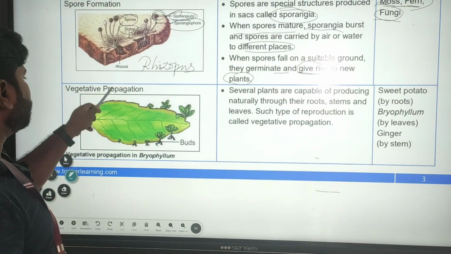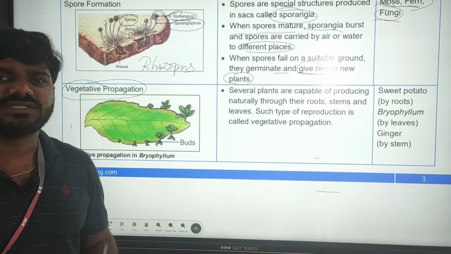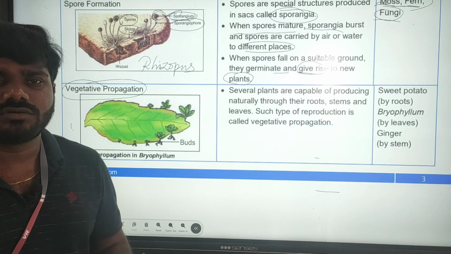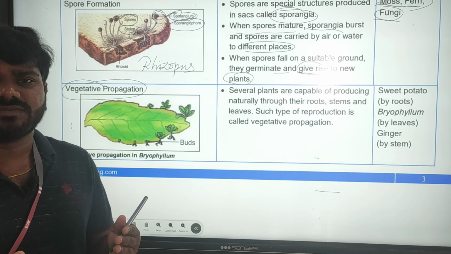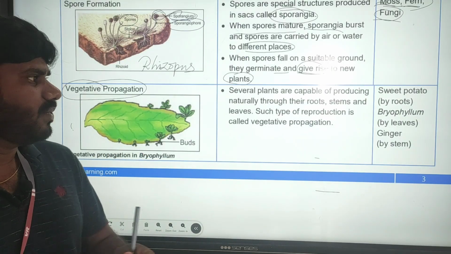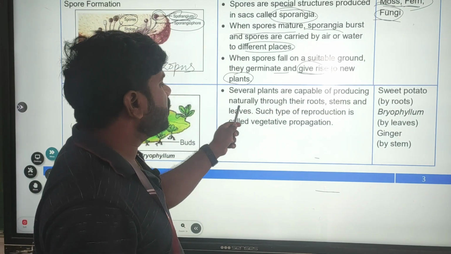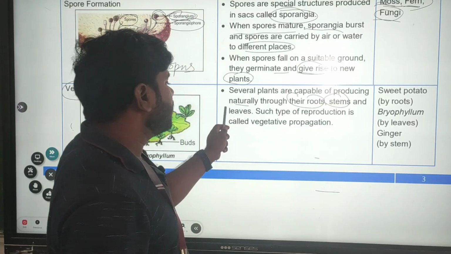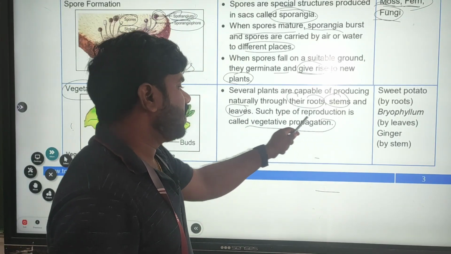Next, talking about vegetative propagation. Vegetative propagation means the process by which organisms reproduce through different parts of the plant's body, like stem, roots, and leaves. Several plants are capable of reproducing naturally through their roots, stems, and leaves. Such reproduction is called vegetative propagation.